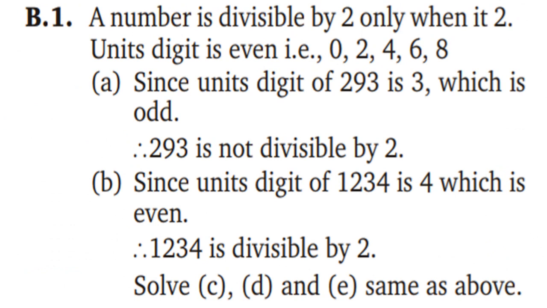First question. Which of the following numbers are divisible by 2? So A part is 293. So 2 से divisible होने के लिए क्या condition है? जो यूनिट डिजिट है बेटा वो 0, 2, 4, 6, 8 होने चाहिए. सो ए पार्ट हमारा है 293. सो यूनिट डिजिट इज 3 विच इज ओड नंबर. Therefore 293 is not divisible by 2.